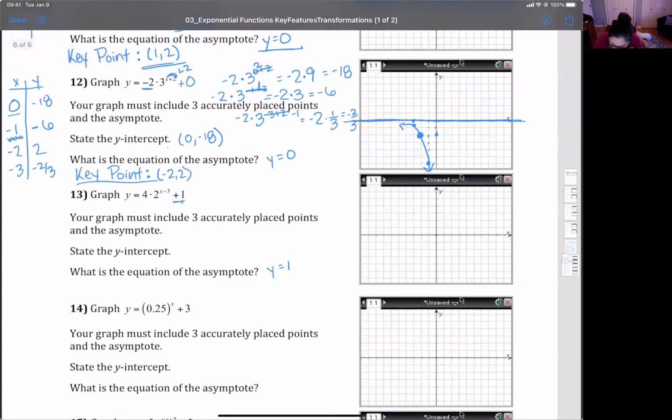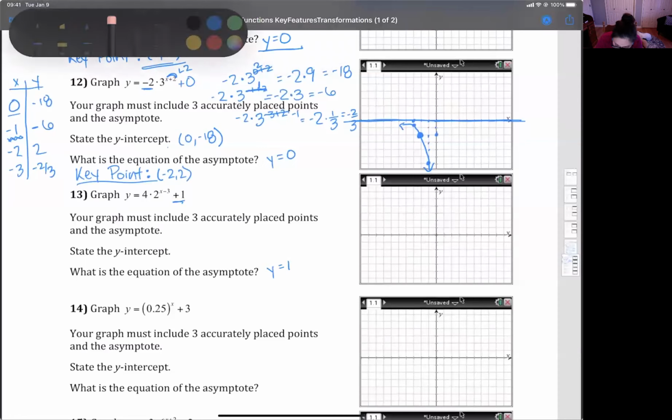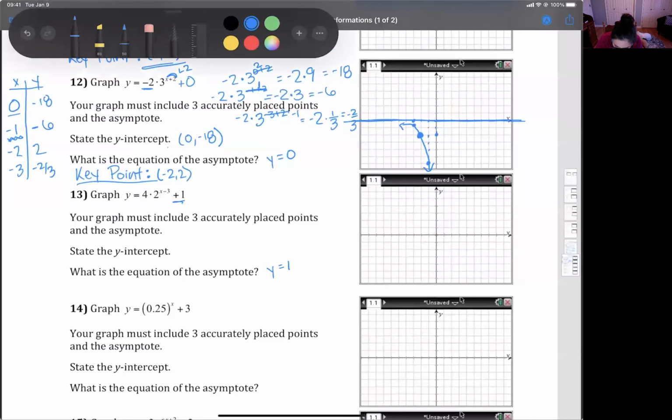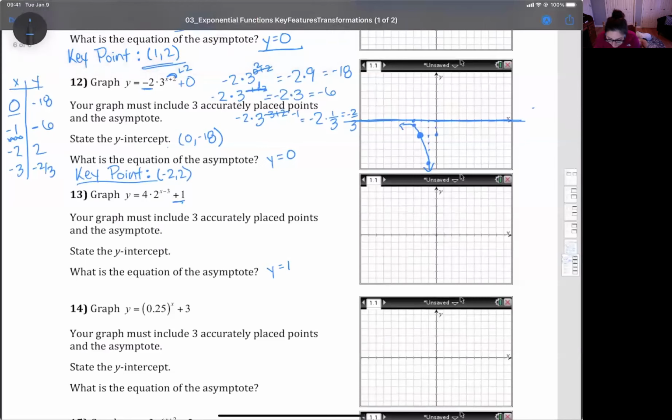There we go. Now I need my pen back. Okay, there we go. So I'm going to go to where y is 1 and then sketch my asymptote. And now I want to find that key point.